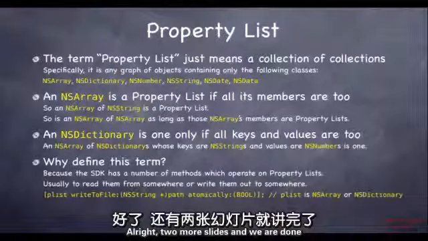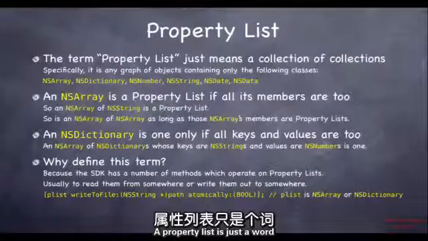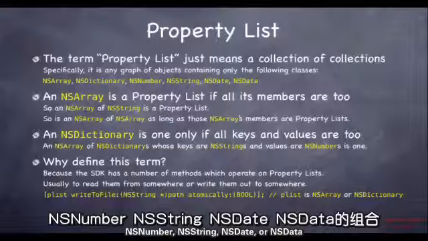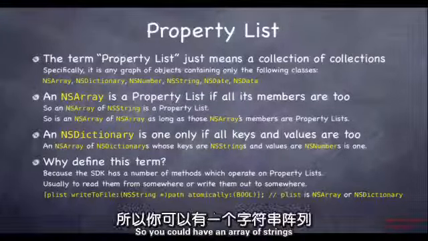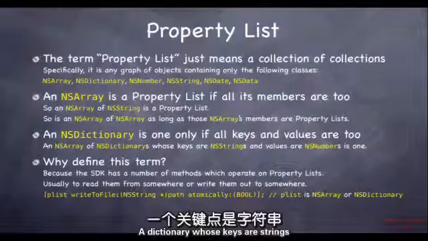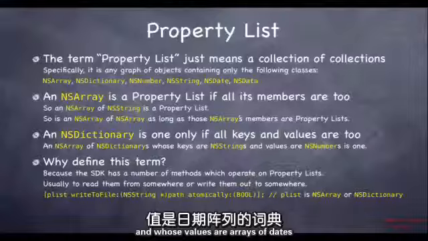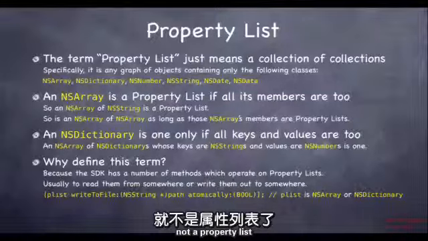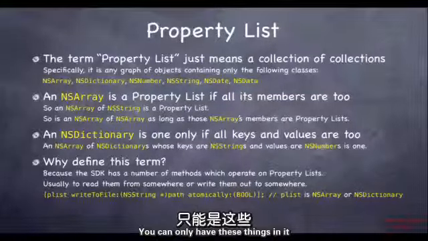All right, two more slides and we're done. Property list. A property list is just a word. It means any combination of NSArray, NSDictionary, NSNumber, NSString, NSDate, or NSData. Those six. So you could have an array of strings. That would be a property list. A dictionary whose keys are strings and whose values are arrays of dates. That would be a property list. An array of calculator brains. Not a property list. You can only have these things in it.